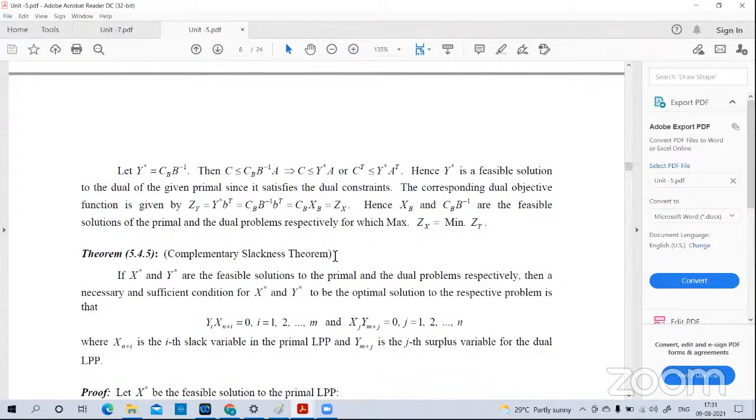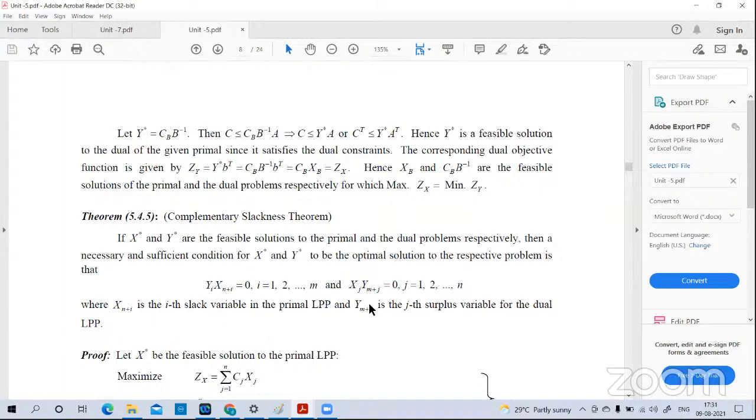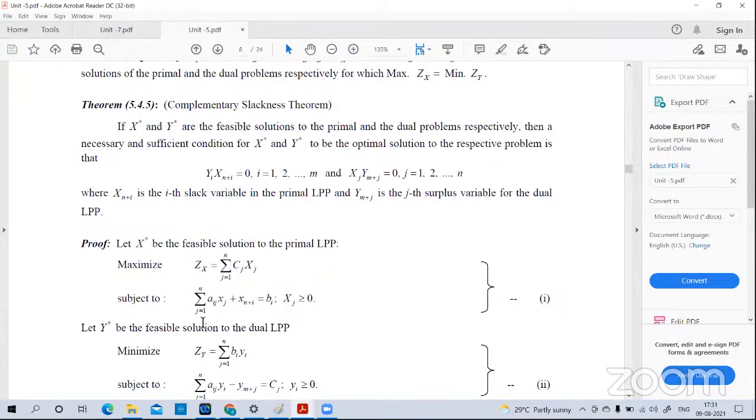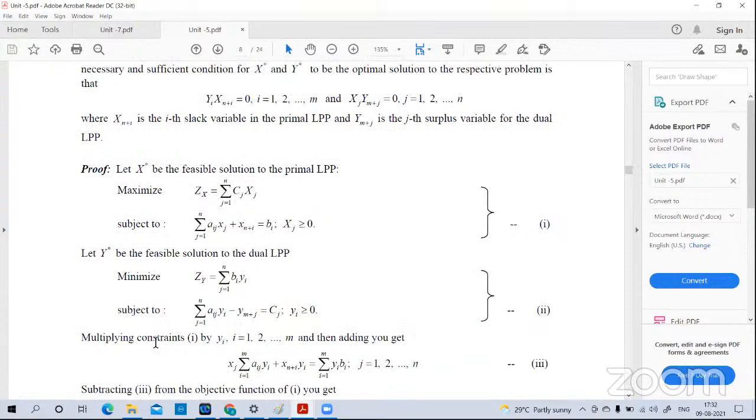Next, complementary slackness can be checked. It is also part of the proof of the problem. We introduce a slack variable to make it equal. Then in the minimization Z we subtract a surplus variable, which makes it equal. So for the primal, we take X star as a feasible solution, and for the dual, we take Y star as a feasible solution. So the maximization Z will be on top and the minimization Z at the bottom.